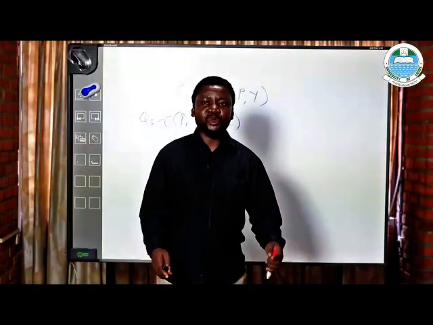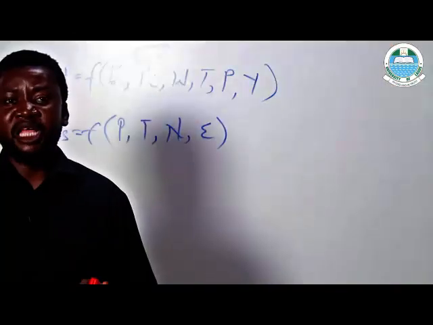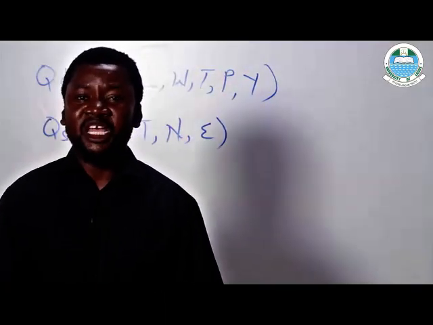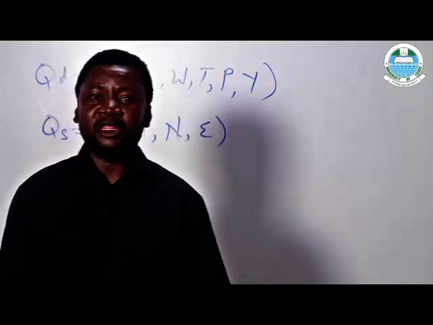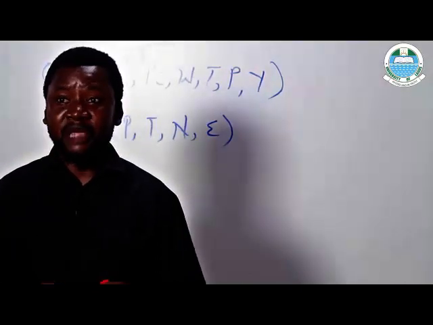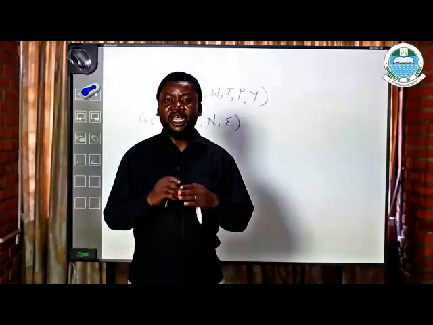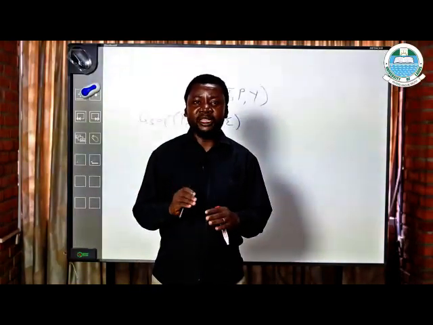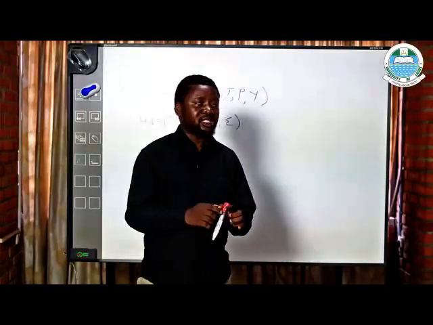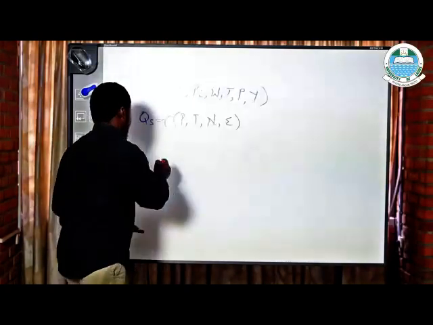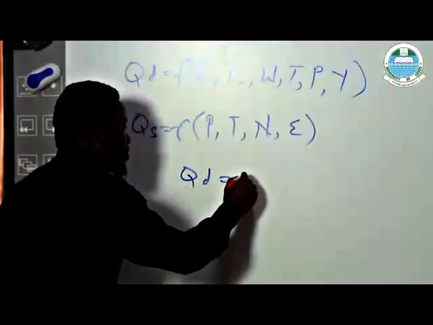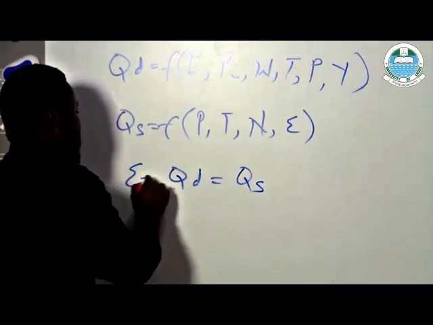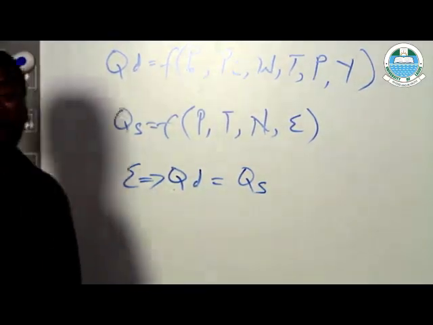Also, we go to the concept of equilibrium. Equilibrium here defines a concept where the quantity demanded of a particular good equates the quantity supplied of the same good. What are we saying here? That there comes a point or a price where the quantity supplied will be equal to the quantity demanded. Thus, for easy representation, we say quantity demanded is equal to quantity supplied for equilibrium.